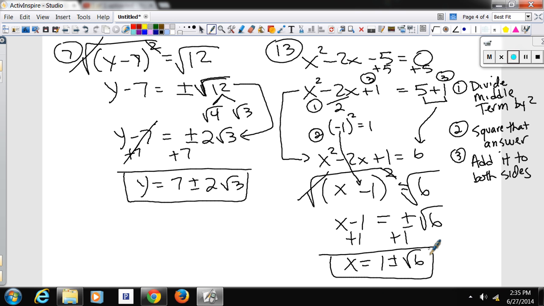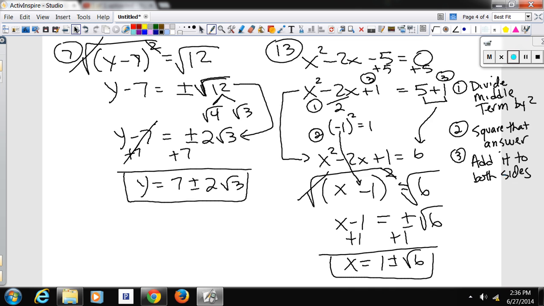That's called completing the square. You need to write down these 3 steps. So pause the video if you need to write those 3 steps down on your paper. And that's how you're going to do 14 through 16, just the same way. Now I'm going to do one more of those because I know they're tough, but I'm going to do the number 1 on your worksheet.